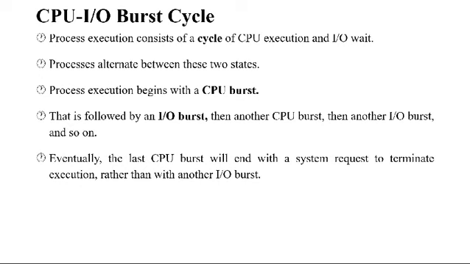So what is this CPU input output burst cycle? Process execution consists of a cycle of CPU execution and input output wait. When the process is carrying on, it alternates between these two states. Either it can be in the CPU burst or in the input output burst. When the CPU is doing some work, it goes to the CPU burst, and that is calculated as the CPU burst time. And when the input output takes over, it goes to the input output burst, and so on. Eventually the last CPU burst will end with a system request to terminate the execution rather than with another input output burst. So this is how the CPU input output burst cycle carries out.